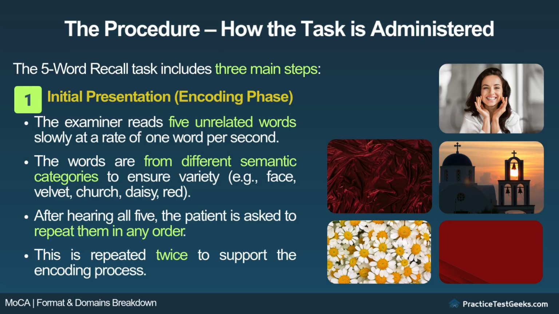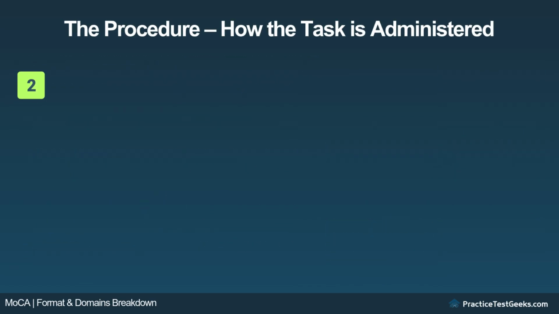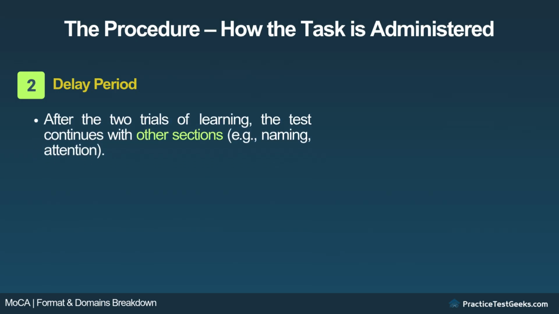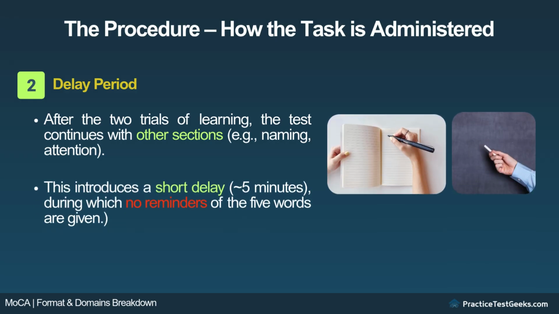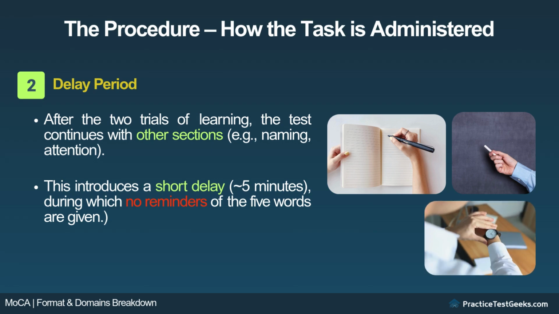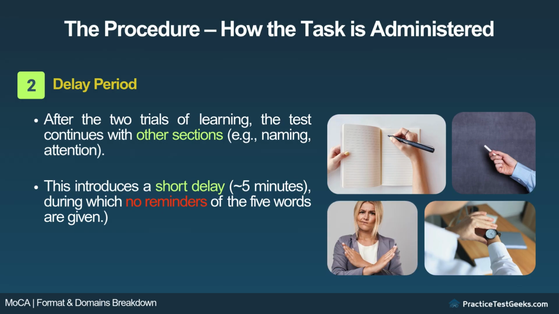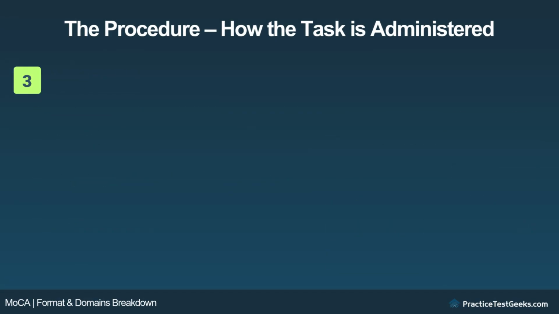Brain note. Repetition helps determine whether the patient is unable to remember due to lack of registration or true memory loss. Step 2. Delay period. After the 2 trials of learning, the test continues with other sections, for example, naming and attention. This introduces a short delay, about 5 minutes, during which no reminders of the 5 words are given.